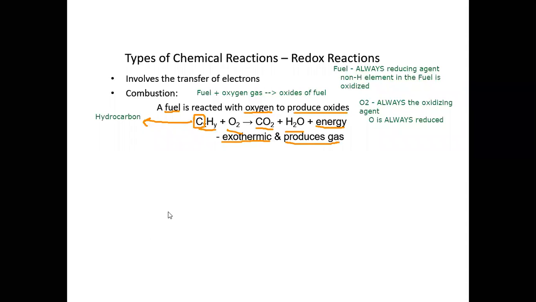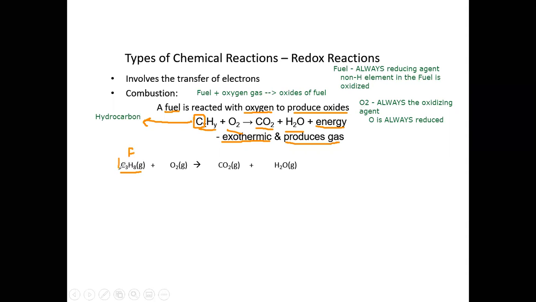Now, some examples. Here we have the combustion of propane. If I was to ask which element is oxidized, it would be the non-hydrogen element in the fuel. So the fuel here is propane.